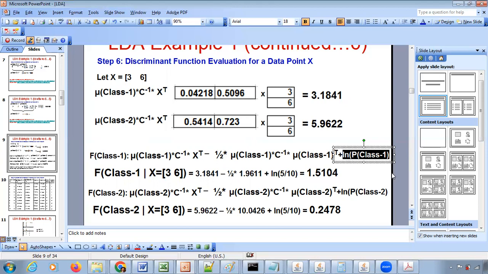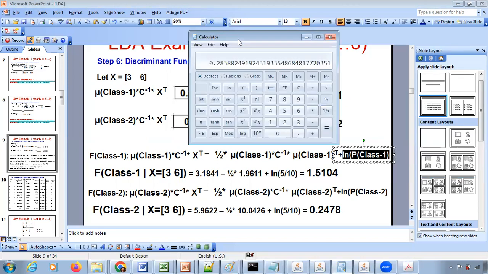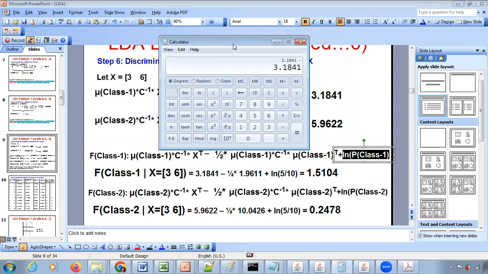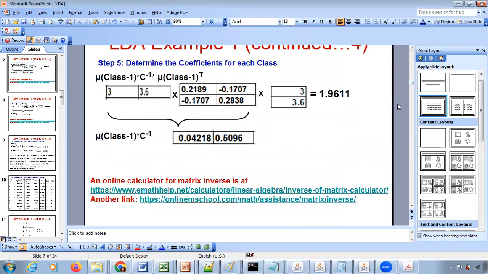So probability of class 1 is 1 over 2. 5 of the 10 records is class 1, so it's 1 over 2. So how to take the logarithm of 1 over 2? Just type 1 over 2, and of course you can press enter to get the 0.5, and then just press the ln key, you get the natural log value. So all these numbers now are used in the calculations. So the 3.1841 that we determined for the test record, 3.1841 minus half of that 1.9611 that you determined here for class 1.